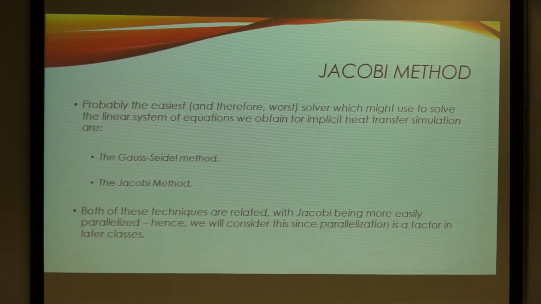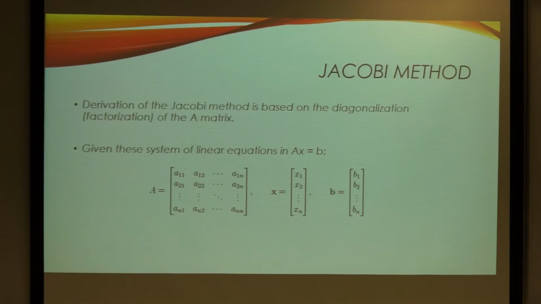Both of these techniques are related. Jacobi and Gauss-Seidel are almost identical, but there are some catches. Gauss-Seidel should be done serially. What we find is Jacobi is easier to parallelize because its equation for solving for x, the iteration process, for every individual x inside this array is independent of the other x's. So it's what we call embarrassingly parallel. We'll look at Jacobi for this reason. Jacobi method.